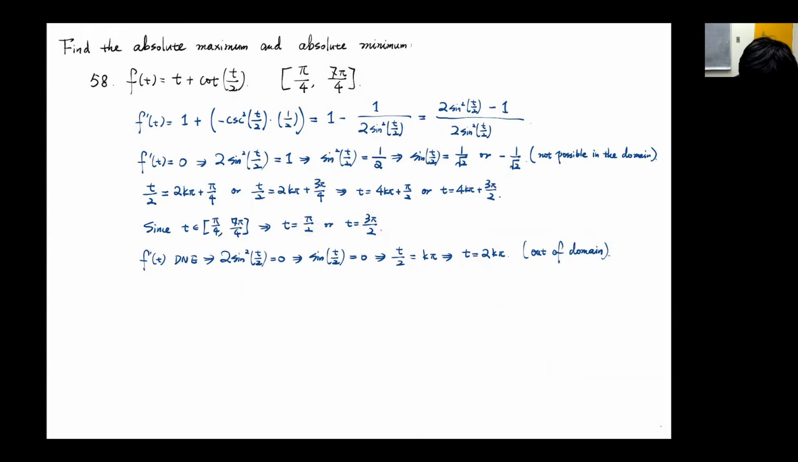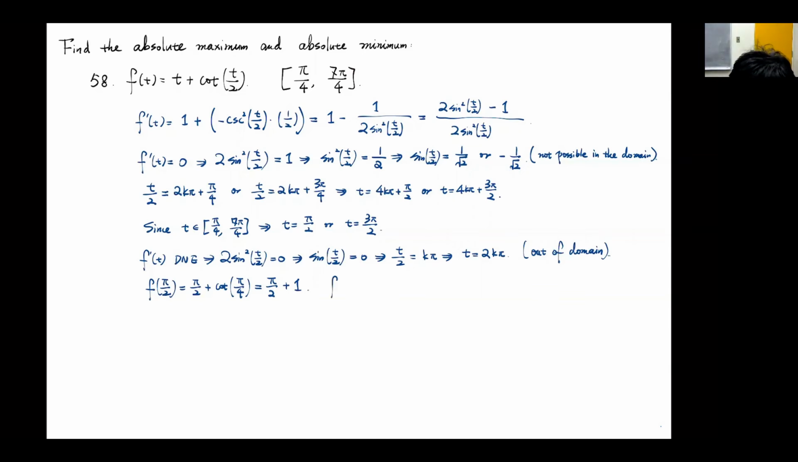Now let's compute the function values. So f of pi over 2, this will be pi over 2 plus cotangent of pi over 2 divided by 2, which is pi over 4. And you should know that cotangent of pi over 4 should be 1. So if you're not familiar with this, just go to the review slides for trigonometric functions. I posted, I think, under lecture 1 or lecture 2.